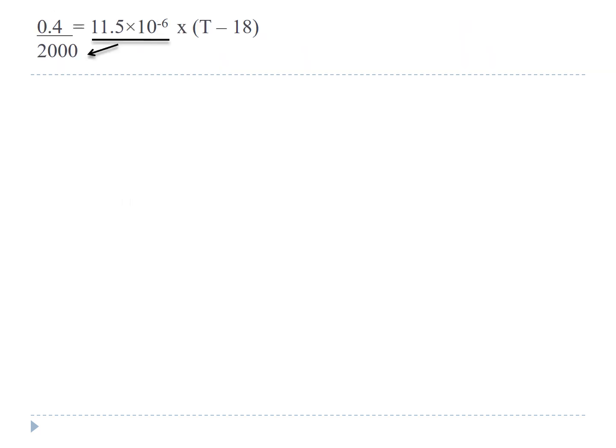So this is what we have till now. 11.5 into 10 raised to minus 6 has to be taken on the left hand side so that it gets separated from what is unknown. So let's take it onto the left. So now we have 0.4 divided by 2000 into 11.5 into 10 raised to minus 6 is equal to T minus 18. Now let this T minus 18 be as it is on the right. We will try solving and simplifying the left hand side, and then we will take the unknown.